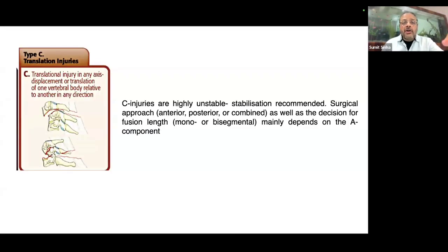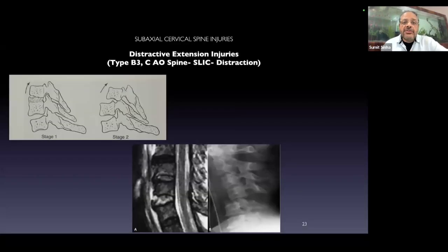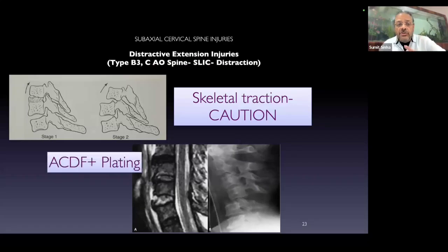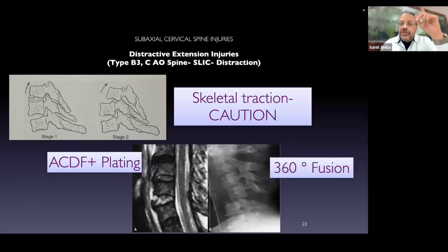Now, coming to this type C injuries, as already said, stabilization is always required in these injuries, and how much fixation depends upon the other component, which are of A or B, which are also present concomitantly with these injuries. So let's see the translational distractive extension injury. I already shown you this slide. If only in the anterior, this is the ACDF plating. If there is a facetal dislocation, then we fix it 360-degree.